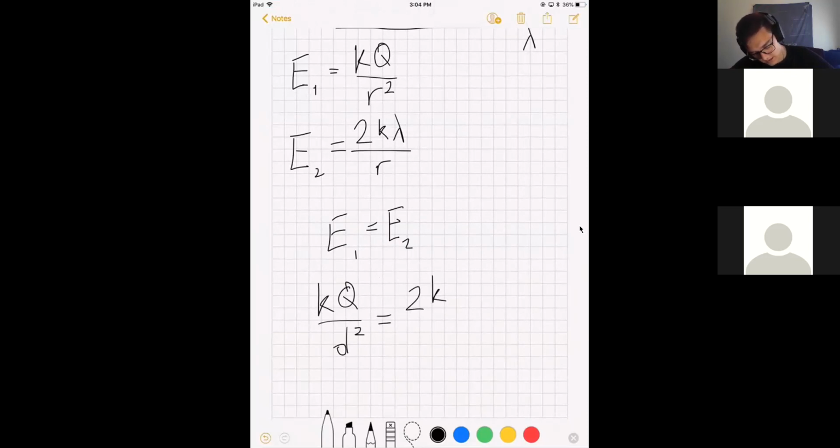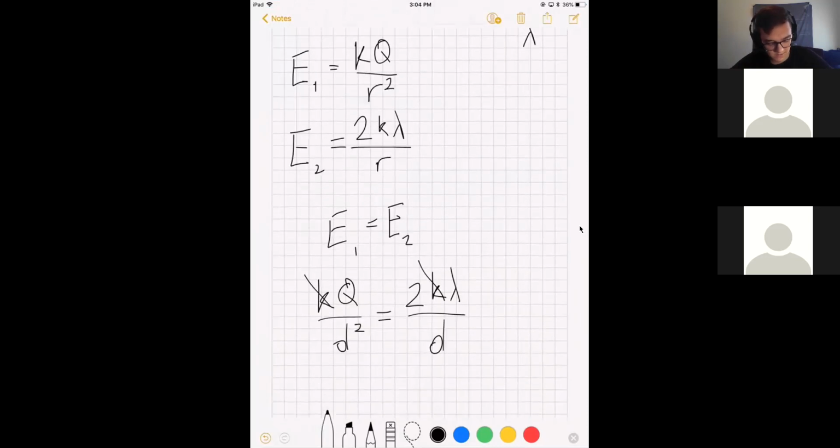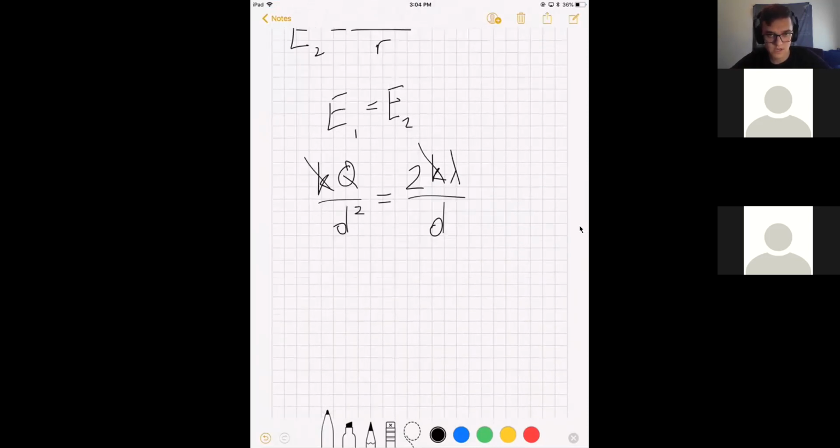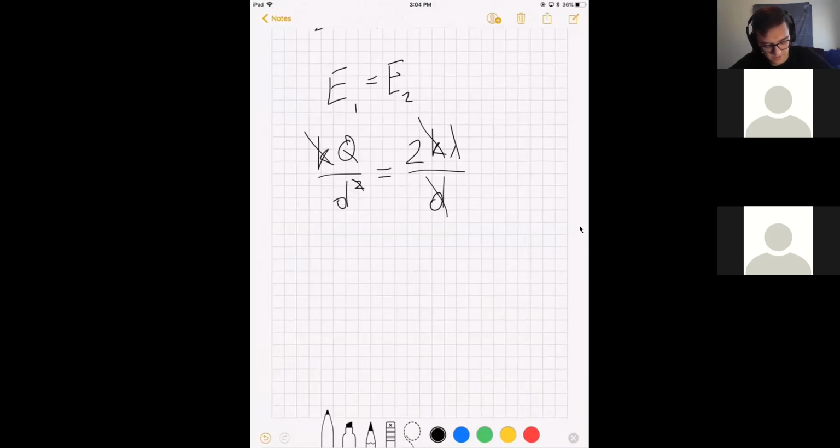So we're going to say this. And now we have to solve this for Q. I think it just came down to the D being 0.05 instead of like 5 or 0.5. So we cancel things out, and then we do a bit of algebra, and we find out we end up with Q is equal to 2 times D times lambda.